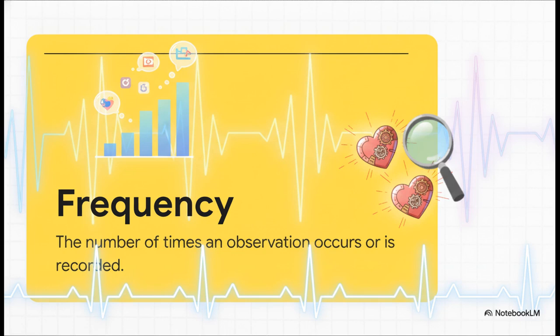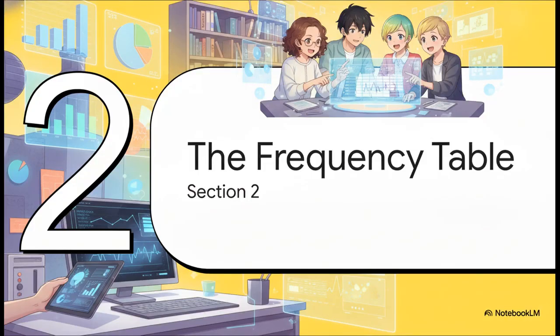Now, the really crucial point here is understanding the word frequency itself. In statistics, absolute frequency simply means the number of times a specific observation pops up in your study. Think about your own heartbeat. A normal, healthy heartbeat occurs at a frequency of, say, 72 beats per minute. In data, frequency is just counting how often a specific value shows up. It's really that simple. Moving on to section 2, the frequency distribution table.